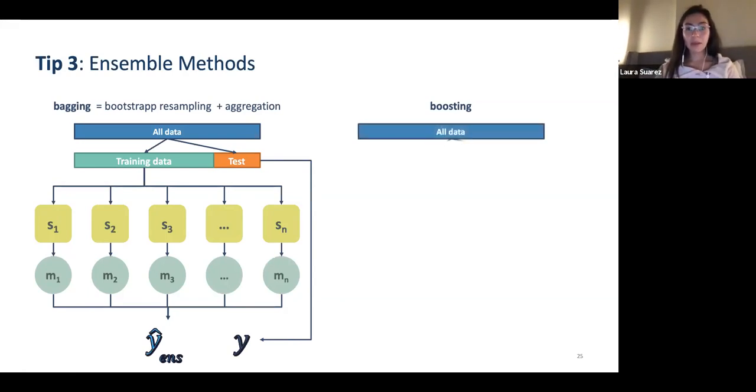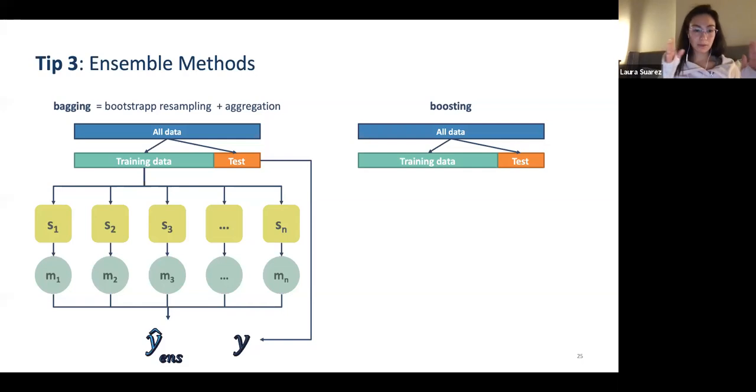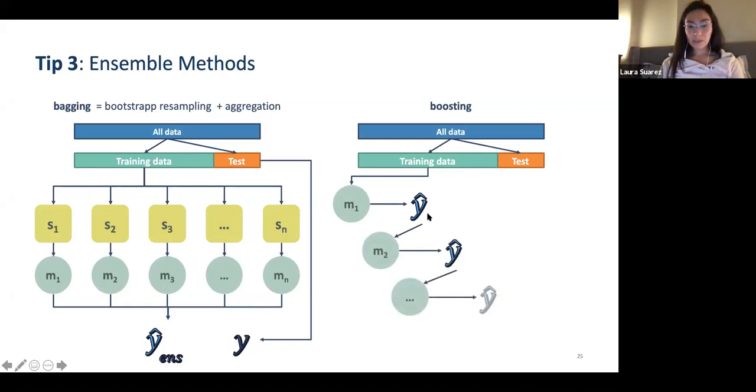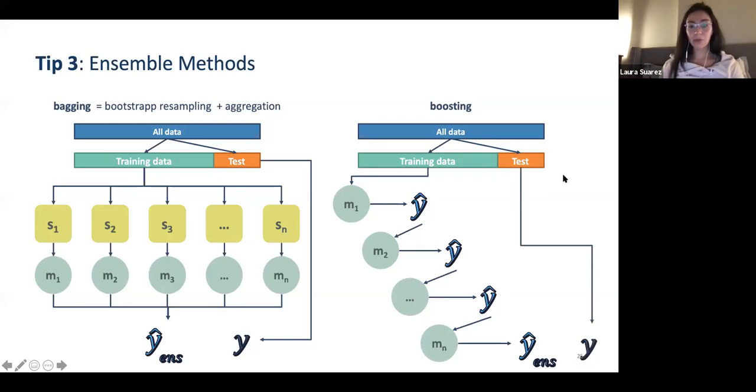So that's bagging. Bagging is more like a parallel fashion in which you train your models, but boosting is a sequential type of ensemble method. You take your training data and train a model, then use the results of the trained model to train a second model, and then you take the results of the second model to train a third model, and so on and so forth. So at the end, you're not averaging; you're just improving your model step by step. And again, when you have done this sequentially, you use your test set to report the performance of your ensemble method.